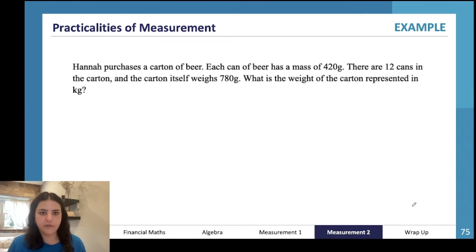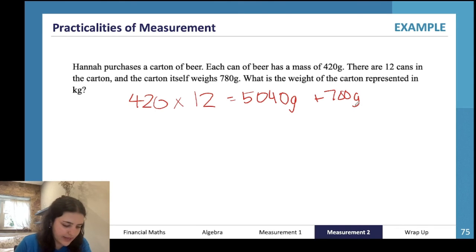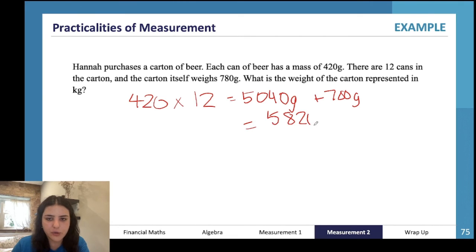Okay, this is another example. Hannah purchases a carton of beer. Each can of beer has a mass of 420 grams. There are 12 cans in the carton, and the carton itself weighs 780 grams. What is the weight of the carton represented in kilos? Okay, so each can of beer has 420 grams. There are 12 of them. So 420 times 12 is 5,040 grams. And the carton is 780 grams, plus 780. So the actual weight of the carton is 5,820 grams.